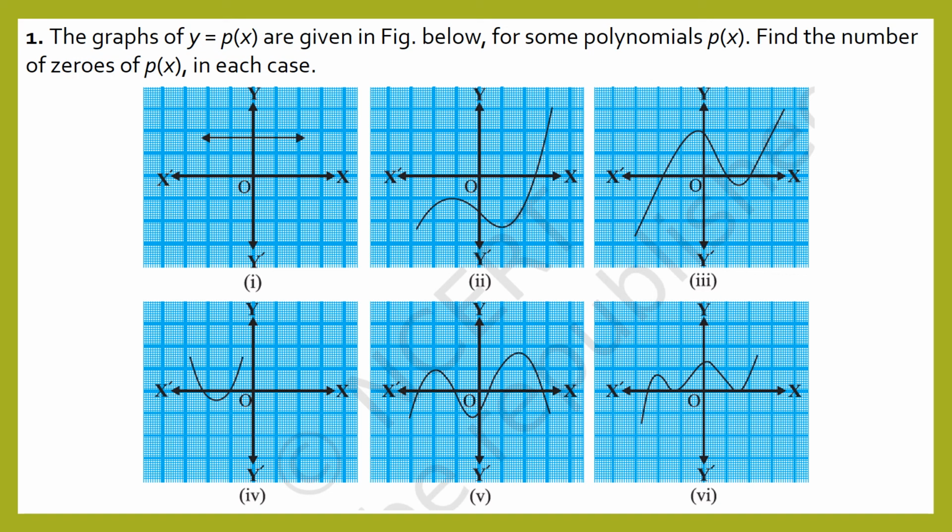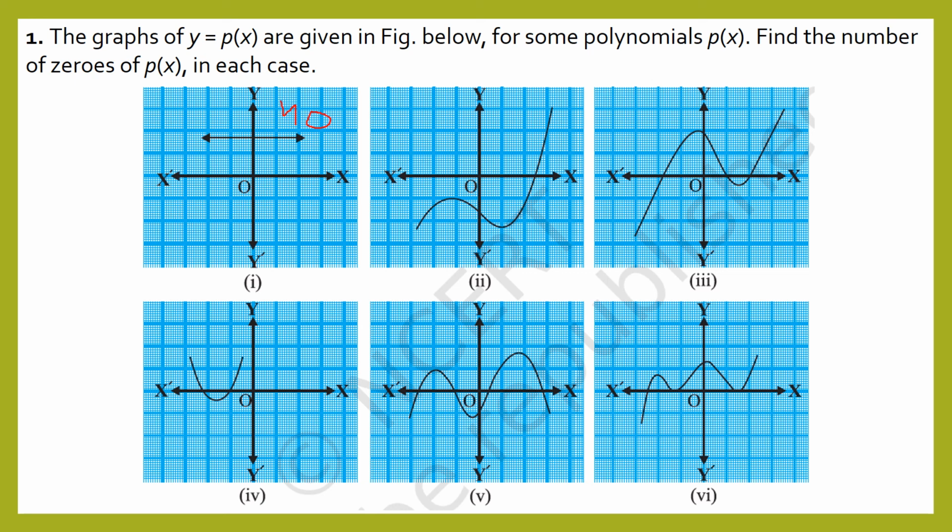Now, after all the theory discussion, you will find it very easy to solve these problems. In these problems, you have to find the number of zeros where you are given the curves for the polynomial p of x. So in the first problem, the curve is parallel to the horizontal axis. So it will never cut the horizontal axis. Therefore, there will be no zeros for this polynomial.